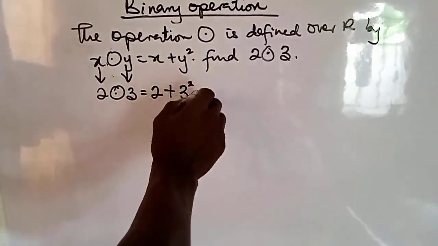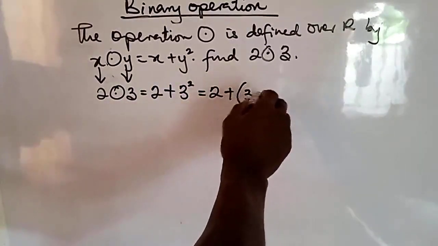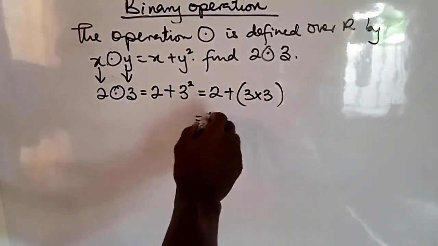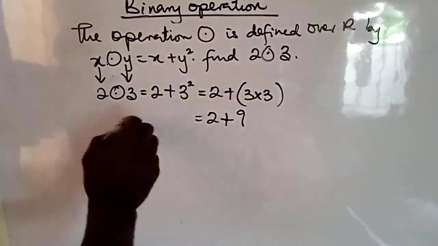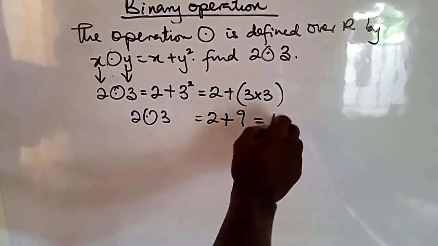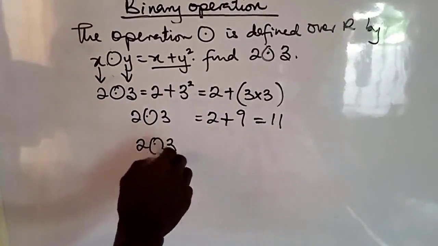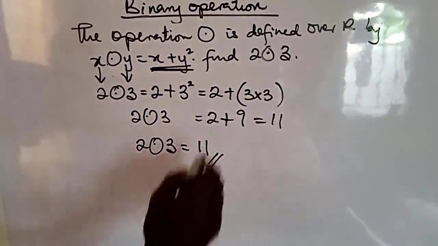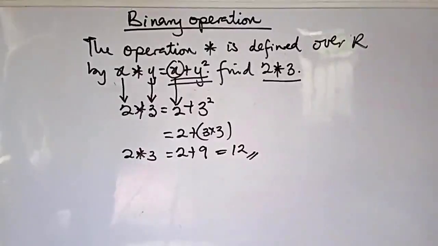Here we have raised power 2, which gives us 2 plus, in brackets, 3 times 3, because 3 raised to power 2 is the same thing as 3 times 3. 3 times 3 gives us 9. So 2 operation 3 gives us 2 plus 9, which is 11, according to this expression. As such, 2 operation 3 based on this rule gives us 11. We'll look at more examples for a better comprehension.